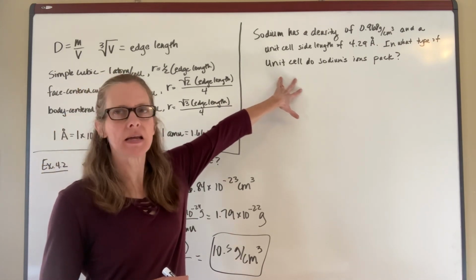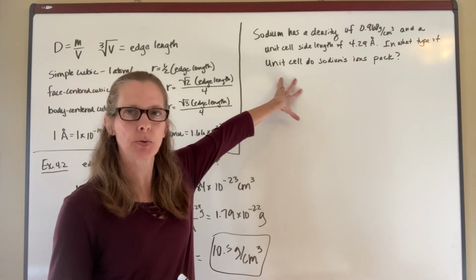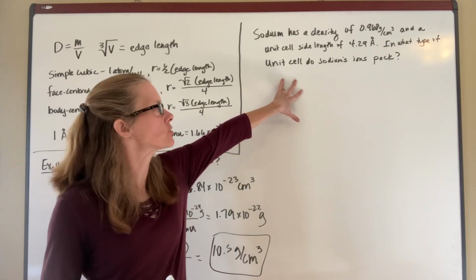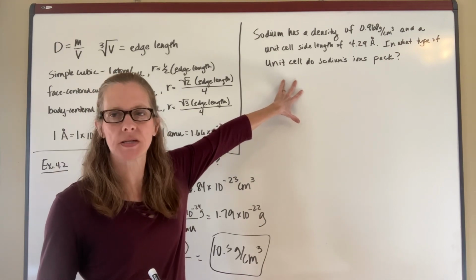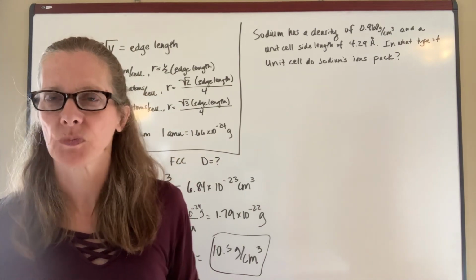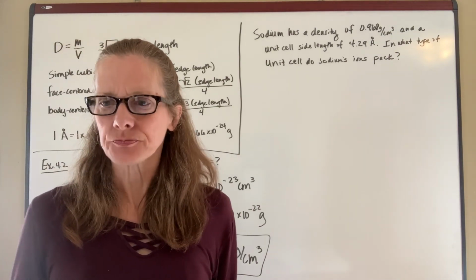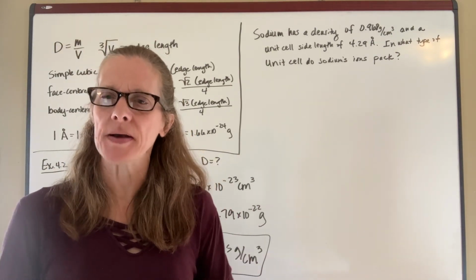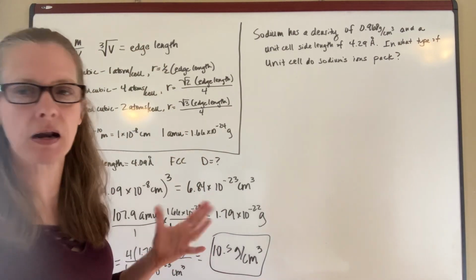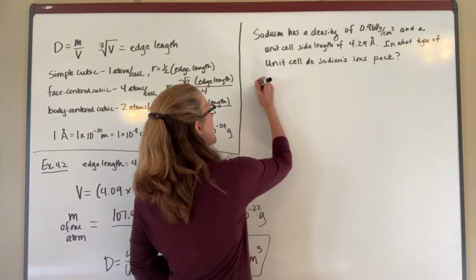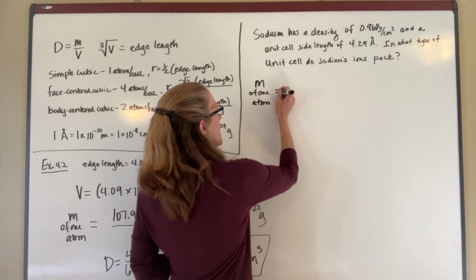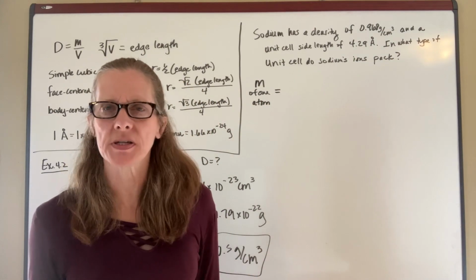Sodium has a density of 0.968 grams per cubic centimeter and a unit cell side length of 4.29 angstroms. In what type of unit cell do sodium's atoms pack? Okay, so again, we're going to work backwards. So the first thing that I'm going to have to do is find the mass of one atom.